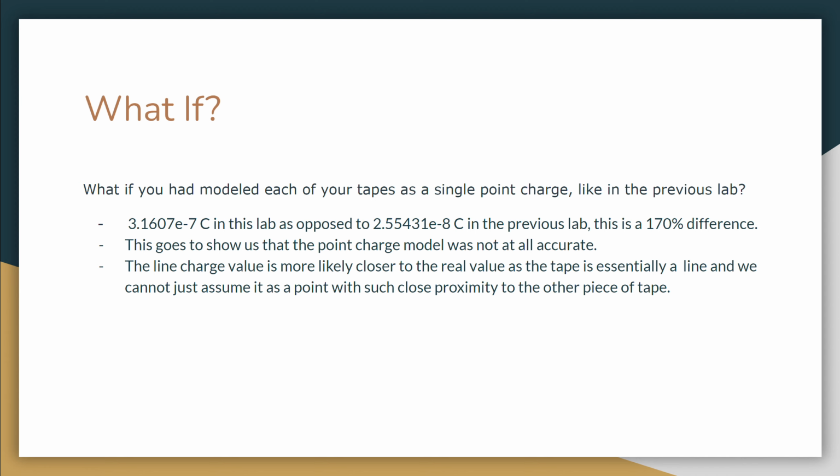So what if you had modeled each of your tapes as a single point charge, like in the previous lab? In this lab, we got 3.16 e to the negative 7 C, and in the previous lab it was 2.55 e to the negative 8 C. So this is almost a 170% difference. This shows us that the point charge model was really not accurate at all, and that the line charge is closer to the real value, as the line charge is broken up into more points, and the tape is effectively in the shape of a line and not a point.